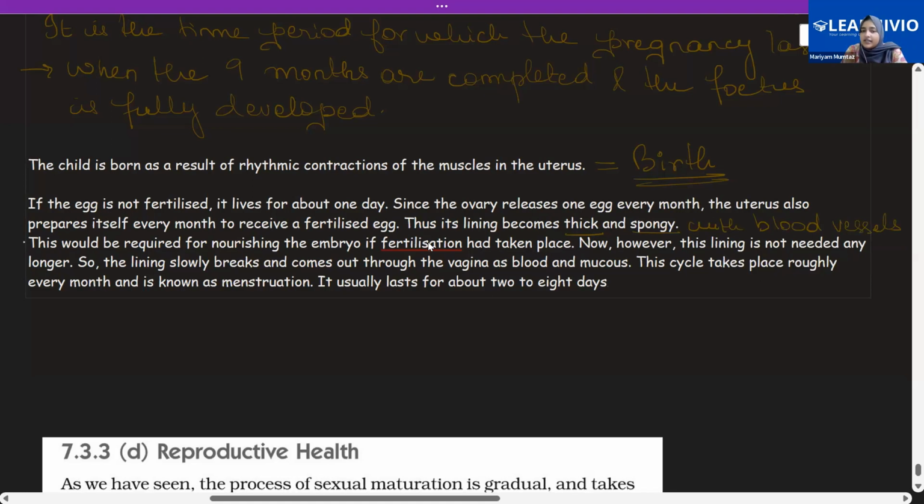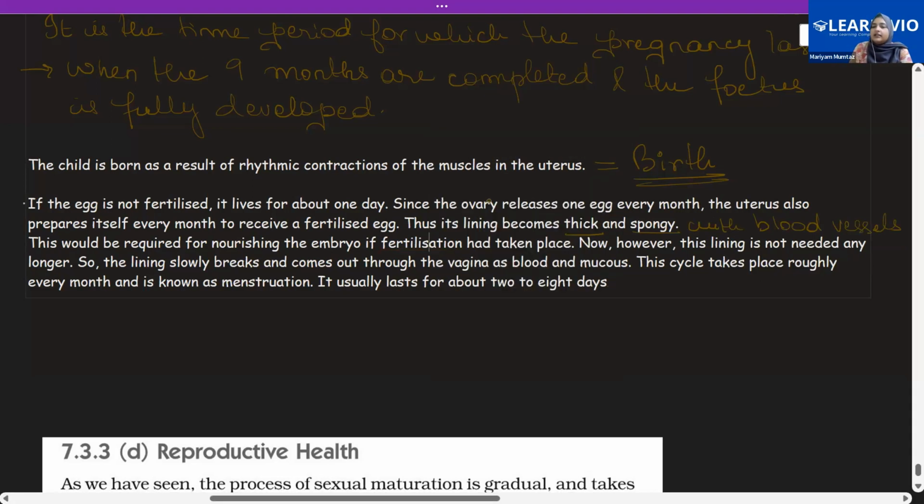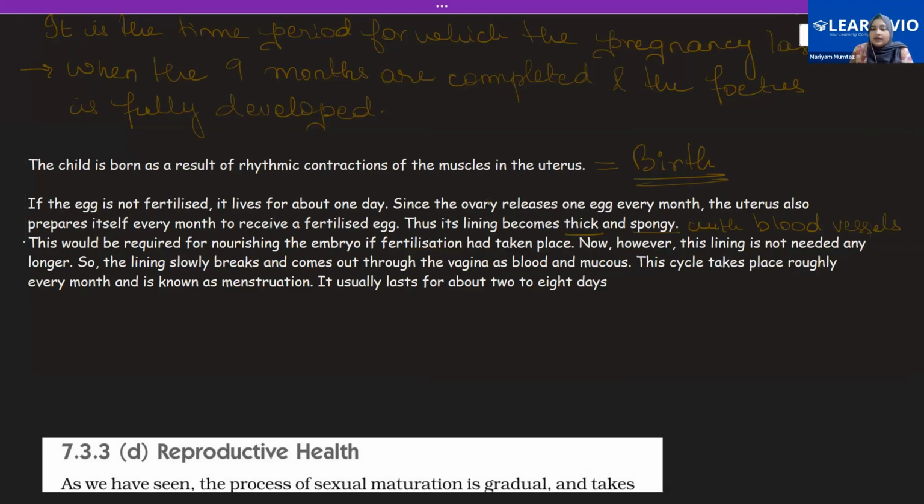If fertilization takes place, the whole thing has to be ready. But when the lining is not needed any longer, why? Because if the sperm is not there, there is no one to fertilize the egg. So now the lining would slowly break down and come out through the vagina as blood and mucus. All those blood thickenings and everything that happened in the uterus would come out.